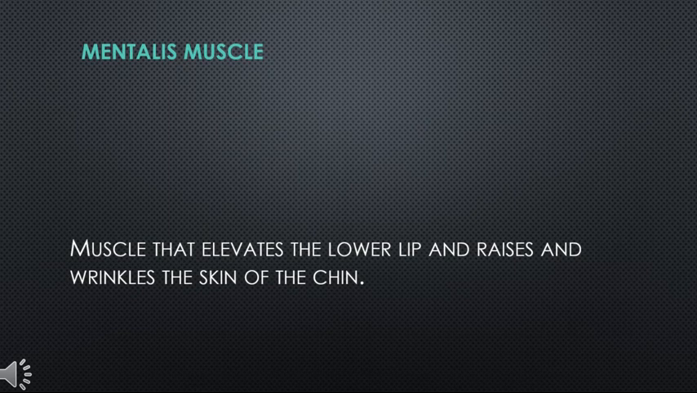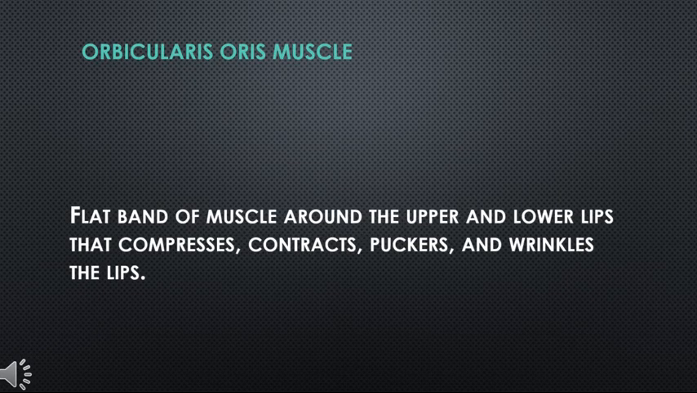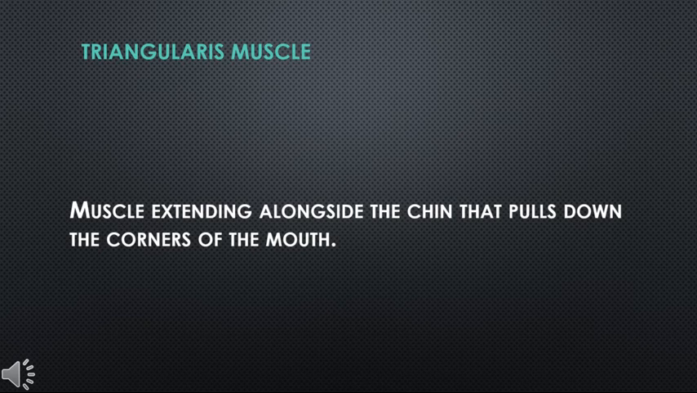Mentalis muscle. Muscle that elevates the lower lip and raises and wrinkles the skin of the chin. Risorius muscle. Muscle of the mouth that draws the corner of the mouth out and back, as in grinning. Orbicularis oris muscle. Flat band of muscle around the upper and lower lips that compresses, contracts, puckers, and wrinkles the lips. Triangularis muscle. Muscle extending alongside the chin that pulls down the corners of the mouth.